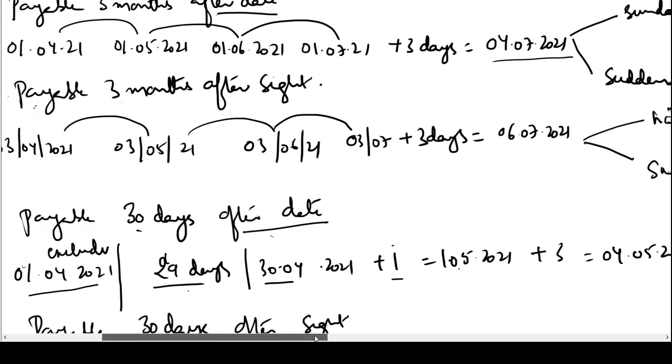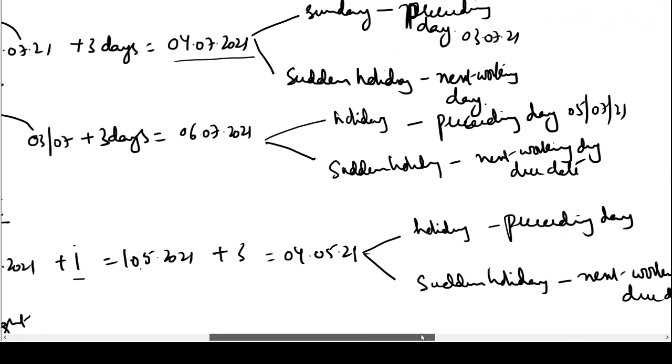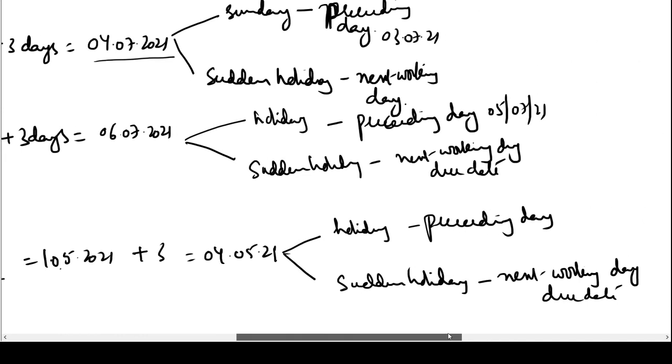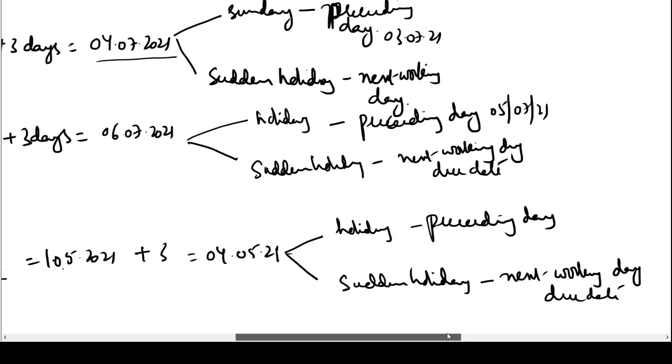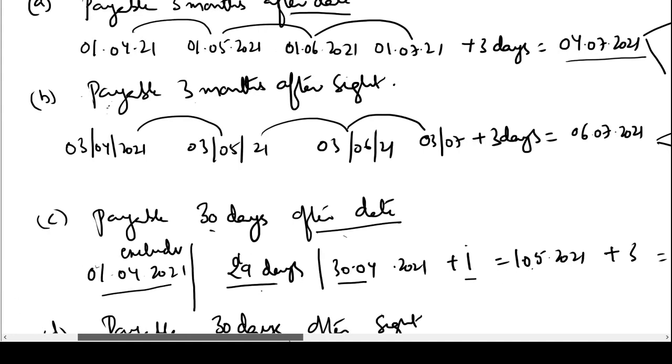May the duration was complete, and if it is a public holiday, we know it in advance that it is a public holiday, then the due date would be the preceding day. If it is declared as a sudden holiday, then the next working day will be the due date.